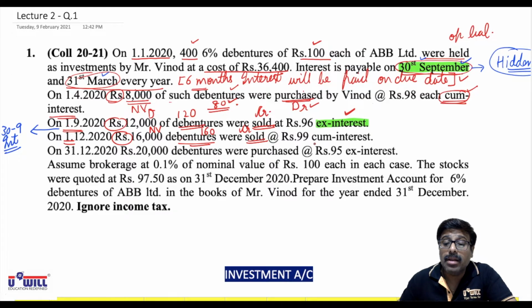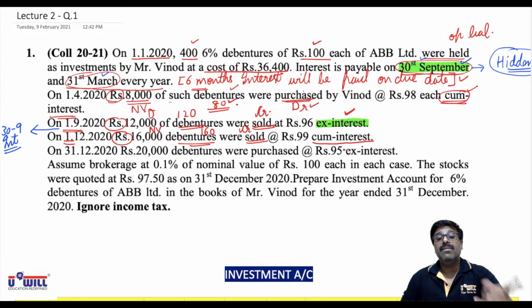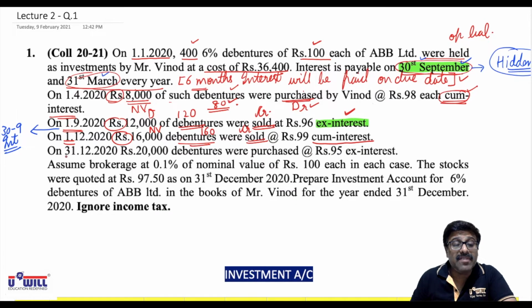Now 99, cum interest. So we will have to find the ex interest price, because we always record which amount in the capital column? Ex interest price.